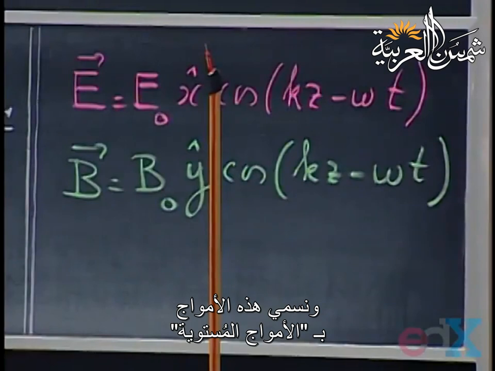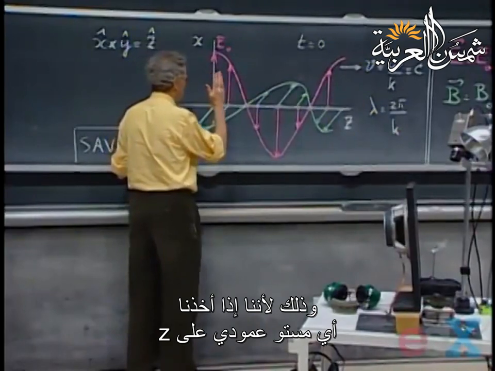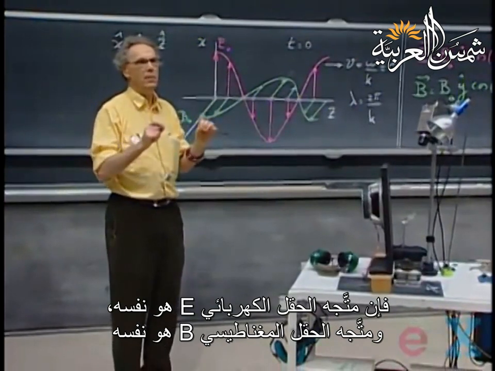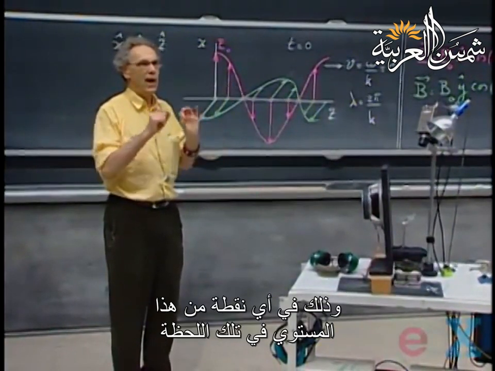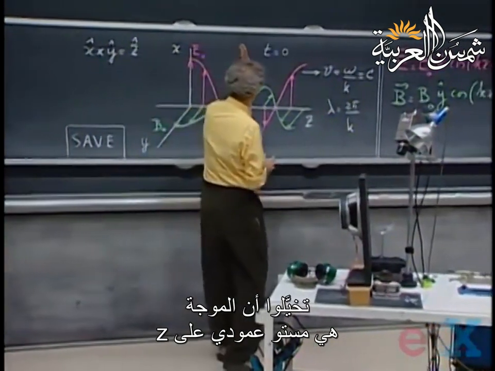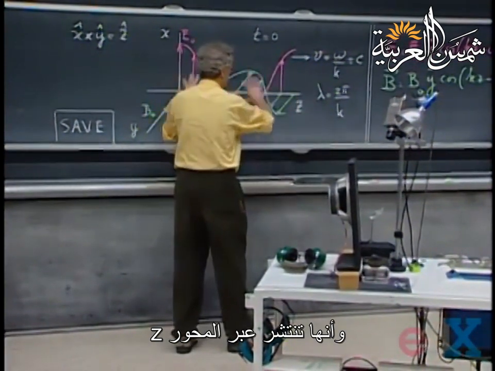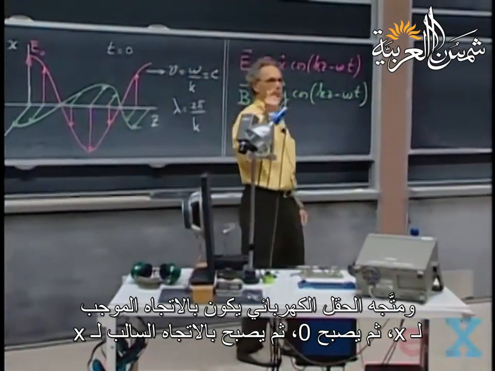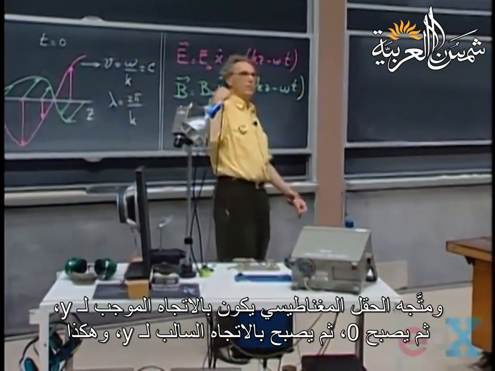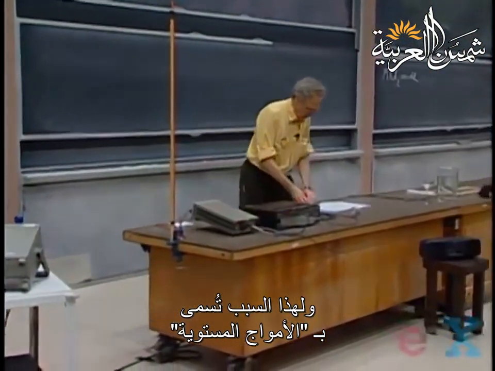We call them plane waves. And the reason why we call them plane waves is that if you take a plane anywhere perpendicular to z, no matter where you are in that plane, at that moment in time, the E and the B vector are everywhere in that plane the same. So think of this as a plane perpendicular to the z axis, and then this whole train passes by you. And so you see the electric field vector like this, becomes zero, like this, becomes zero, like this. And the magnetic field vector, maximum, zero, this direction, and so on. But that's why they're called plane waves.